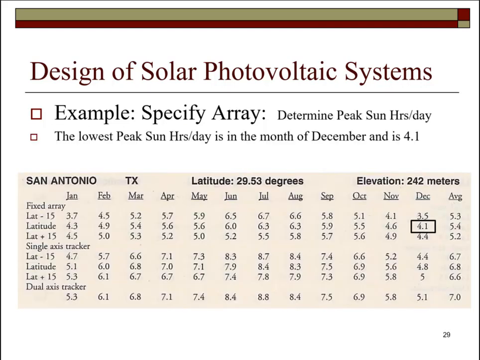We will next design the array. This example is a special case in which the electric use is consistent every month. This is not usually the case. As the electric use is usually inconsistent from month to month, it is only necessary to determine the month with the least solar resource. In this case, it's the month of December and is 4.1 peak sun hours per day.